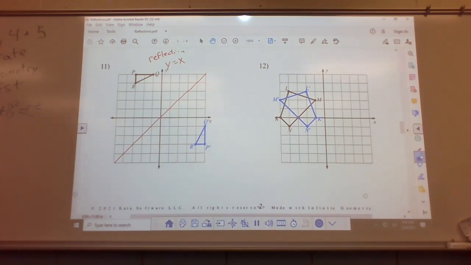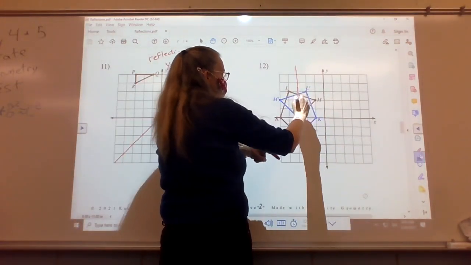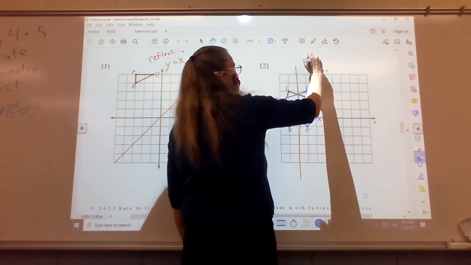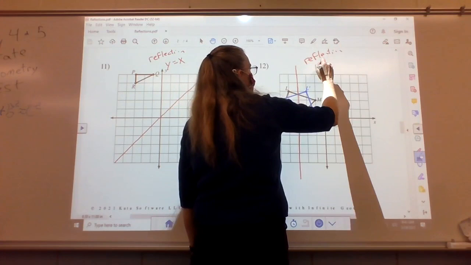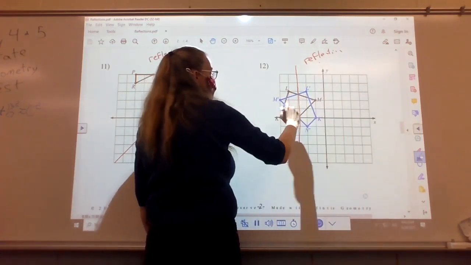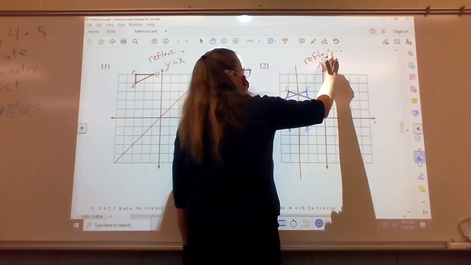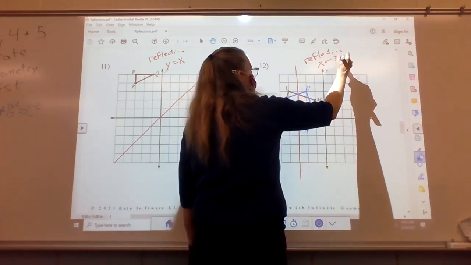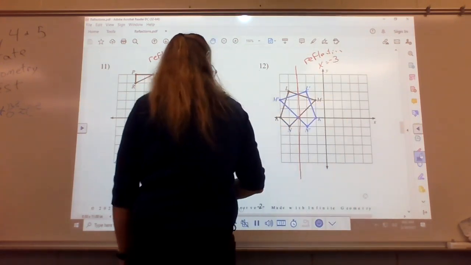My last one's pretty easy. You can kind of see from where the things match up. Right here is the reflection line. So reflection, it's crossing the X line at -3. So X equals -3. X equals -3.